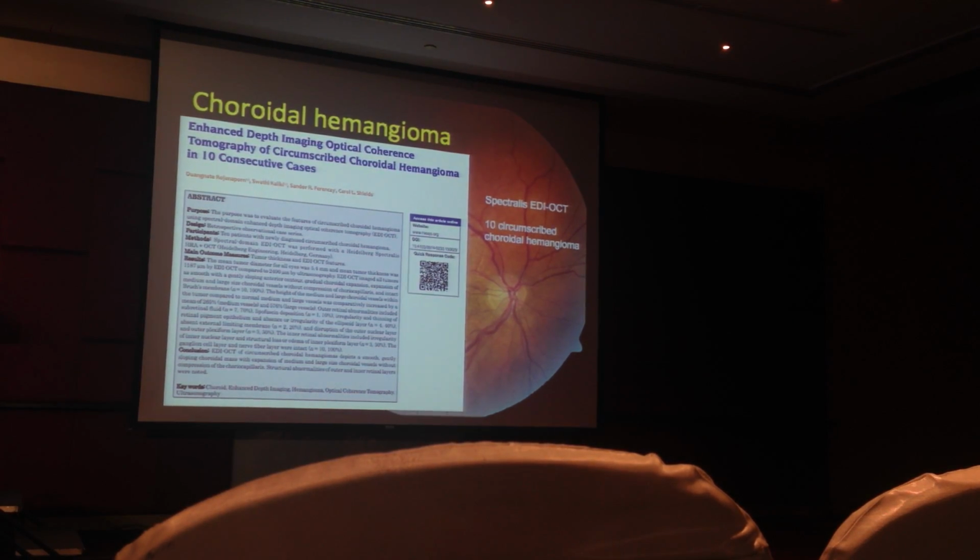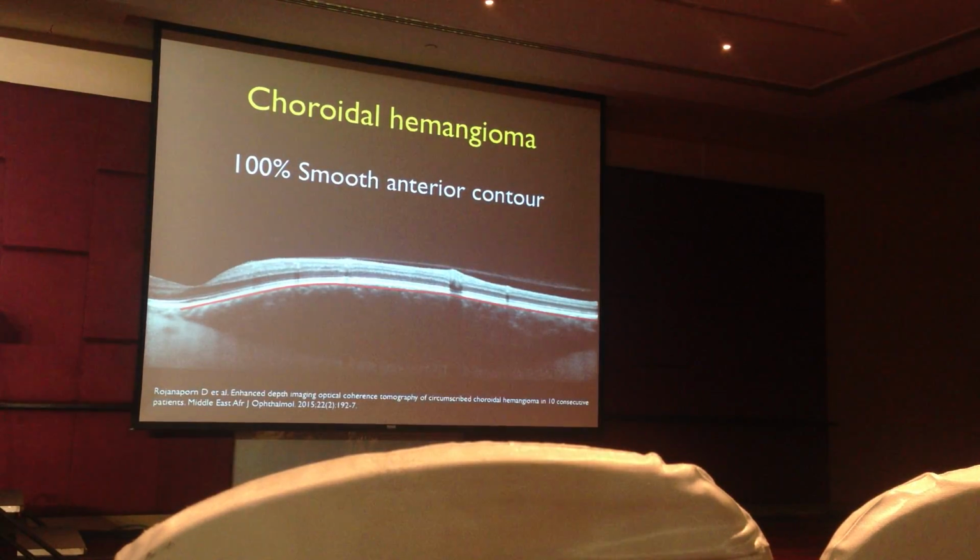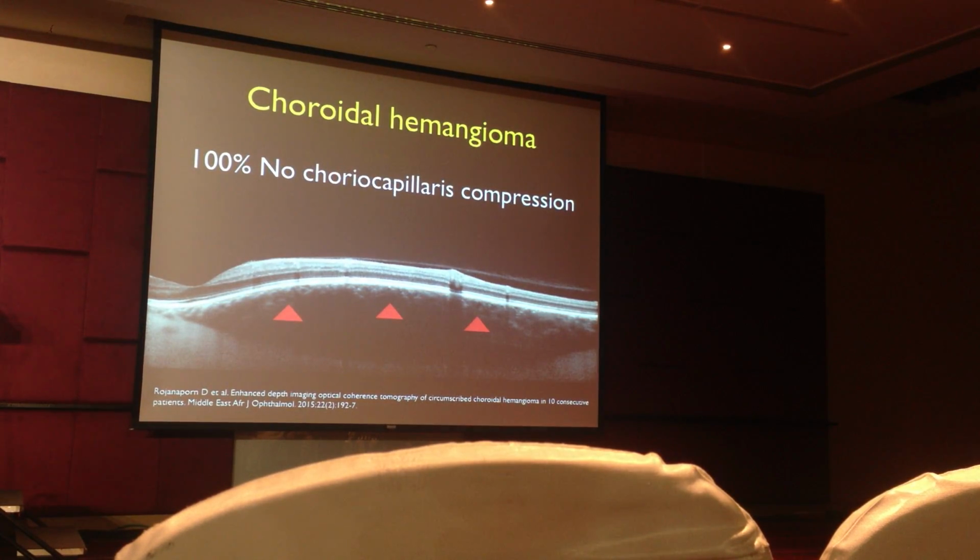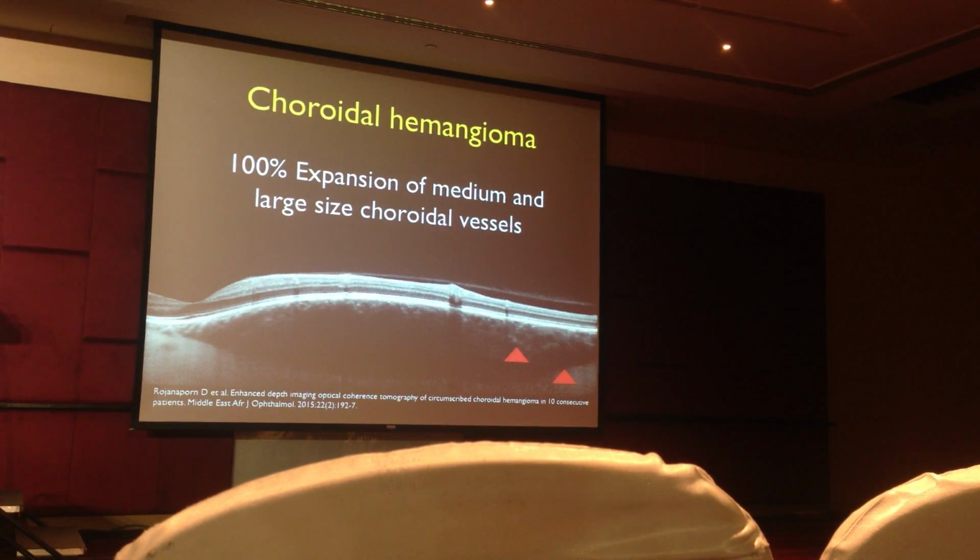Our report has shown that EDI-OCT is also helpful in diagnosing choroidal hemangioma, because 100% of the patients have a smooth anterior tumor surface contour with no choriocapillaris compression. Compared to nevus, melanoma, or metastasis, they all have choriocapillaris compression due to the solid tumor. But choroidal hemangioma is an enlargement of the vascular channels, so you don't see compression, but rather you see the expansion of medium and large size choroidal vessels.